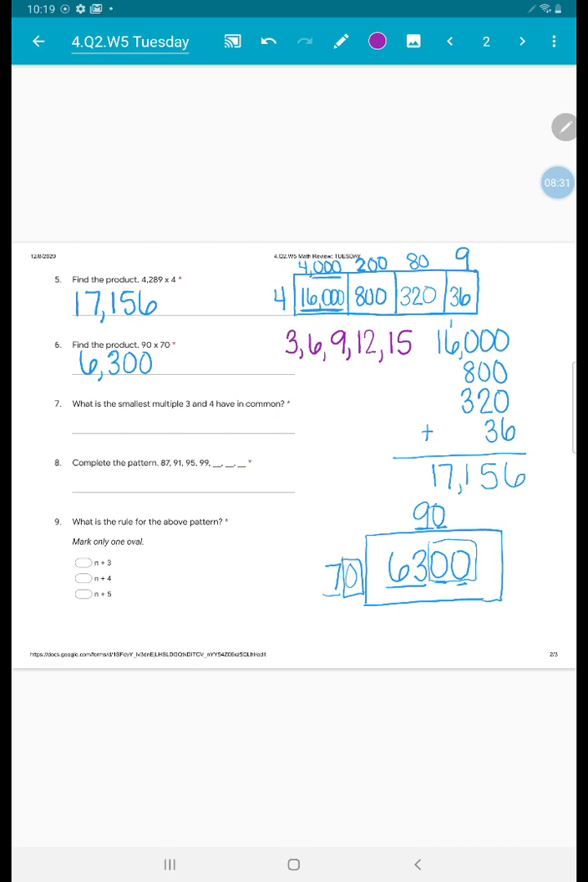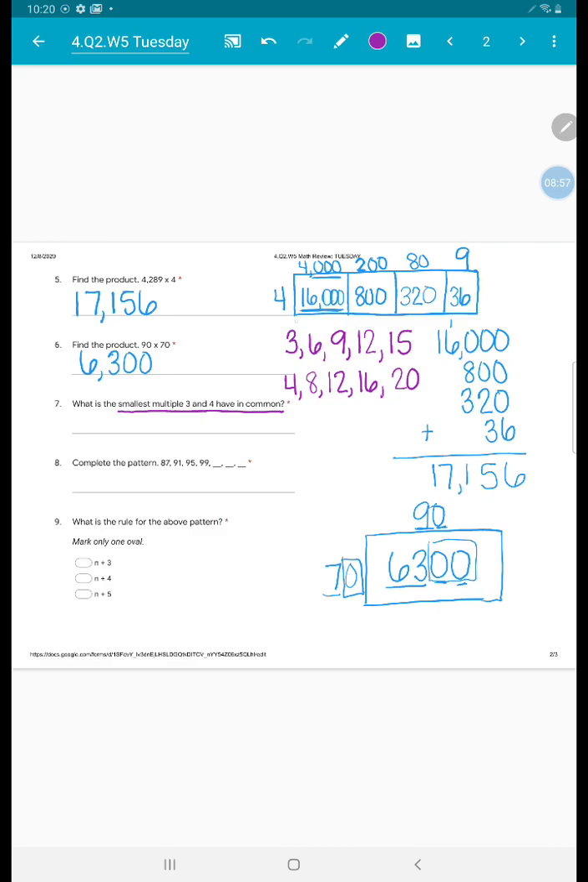Give me the first 5 multiples of 4. 4, 8, 12, 16, 20. All right. I've listed the multiples of 3. And I've listed the multiples of 4. So it says, what is the smallest multiple 3 and 4 have in common? 12. In common means they're the same.